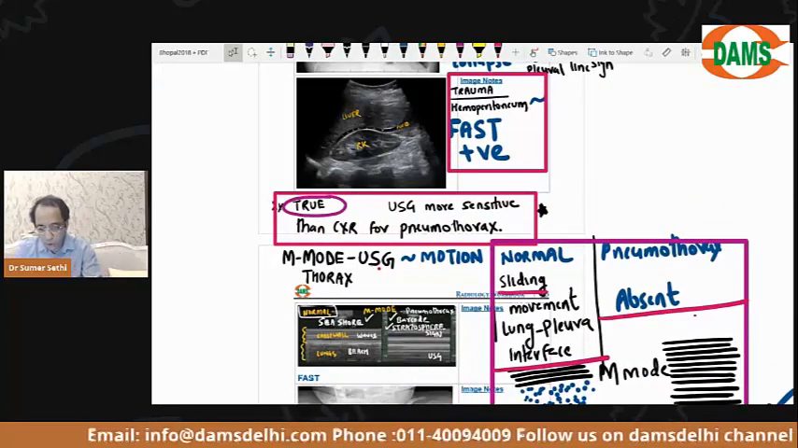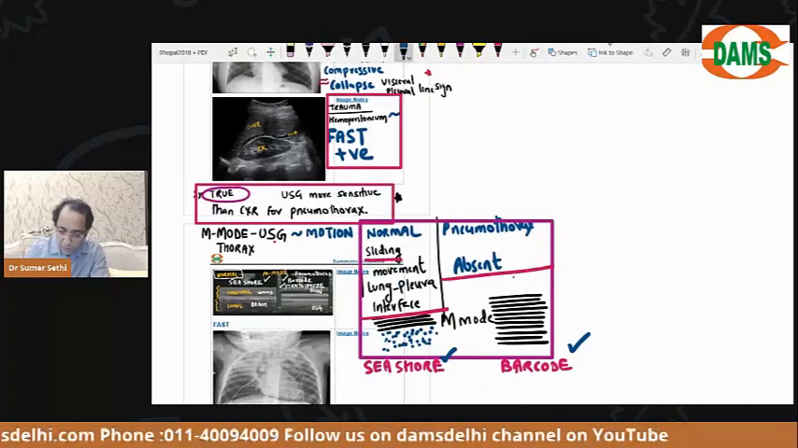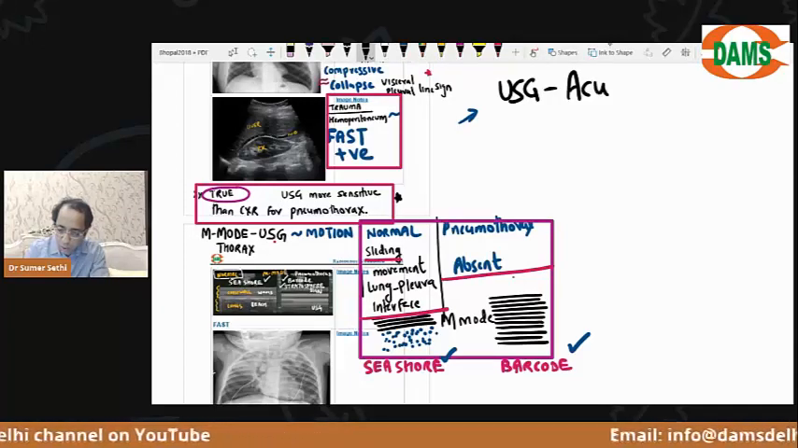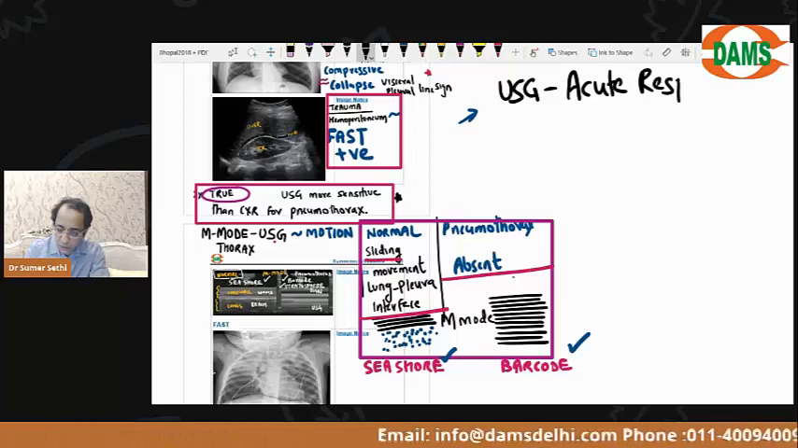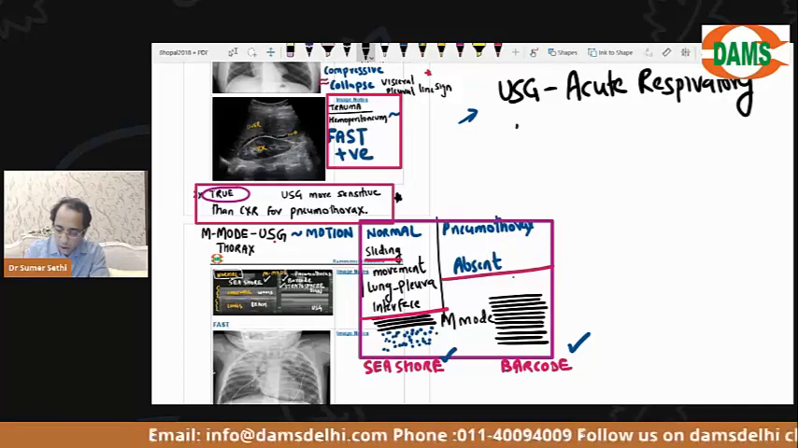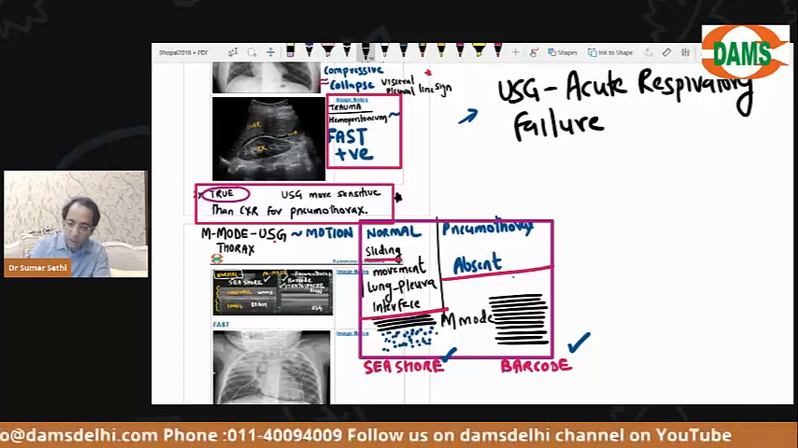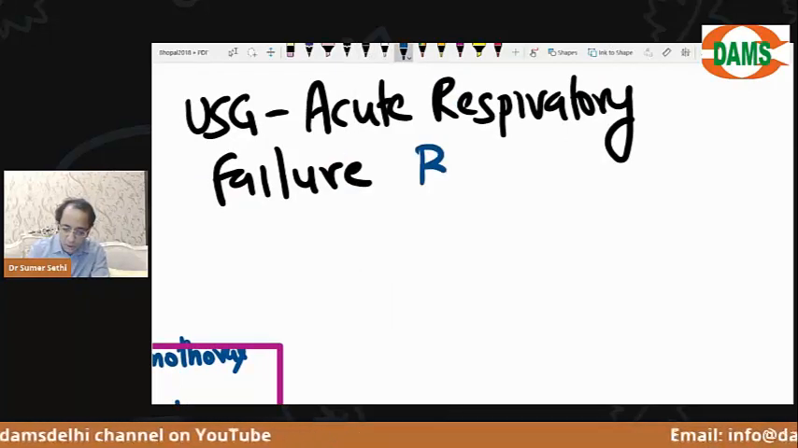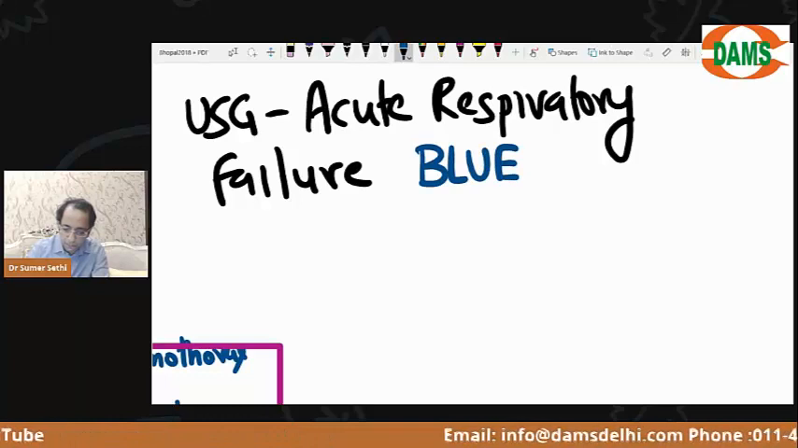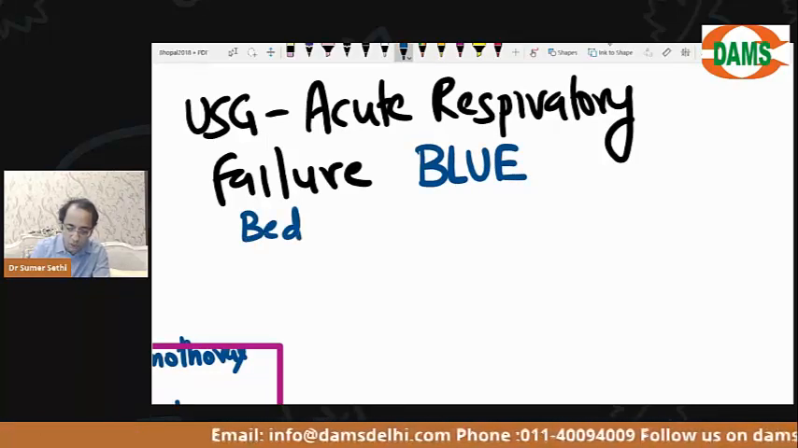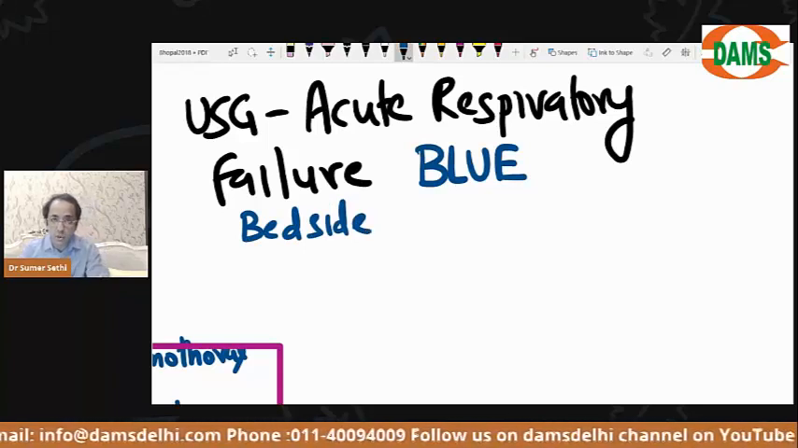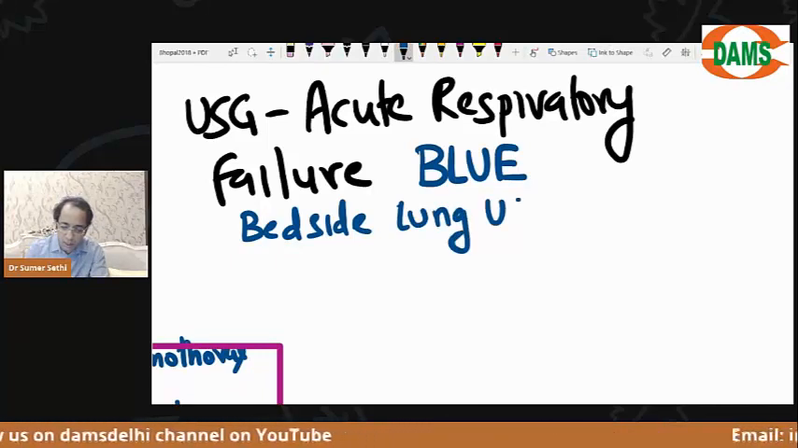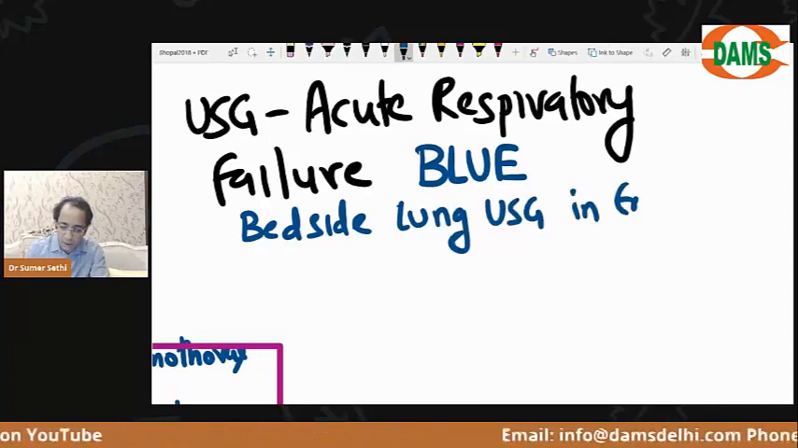Now, once you are clear, two more lines to understand. Can we do ultrasound in a patient with acute respiratory failure as well? Just like we are doing ultrasound in trauma, we can even do ultrasound in acute respiratory failure. There it is called as BLUE protocol. Then you don't use the word FAST. The word FAST is used only for abdominal trauma. Here we will say bedside lung ultrasound in emergency.